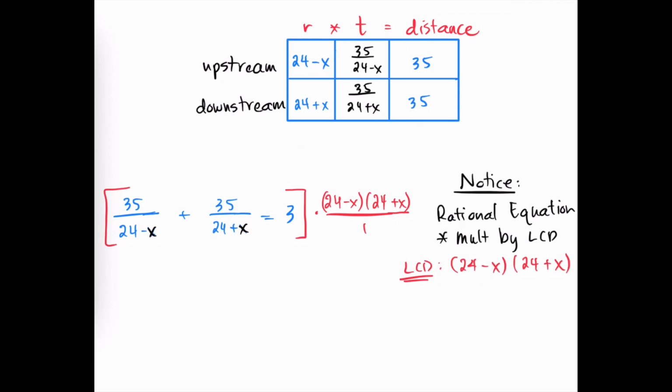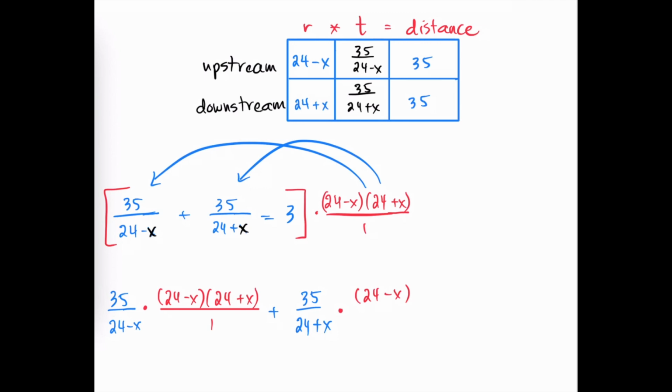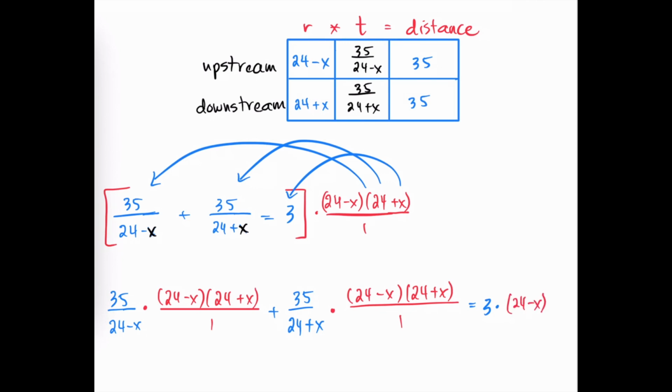So let's now distribute this LCD into the first term. So we're going to have 35 divided by 24 minus x multiplied by our LCD, 24 minus x times 24 plus x, over 1. And then we multiply the LCD times this next term, so we're going to have plus 35 over 24 plus x times the LCD, which is 24 minus x times 24 plus x, over 1 again. And then we distribute the LCD into the right side of the equation. So we'll have 3 times that LCD, which is 24 minus x times 24 plus x. And since there were no fractions in this bit, I'm just going to leave off the over 1s.